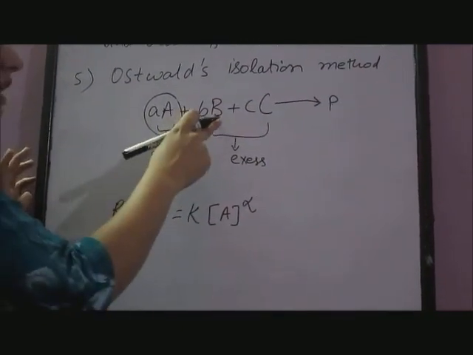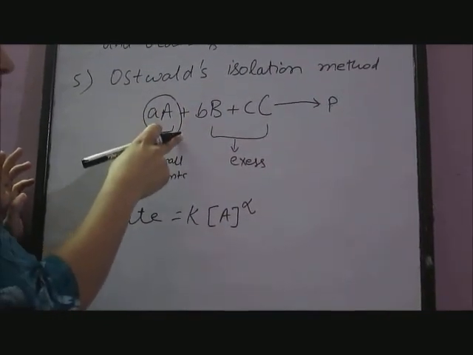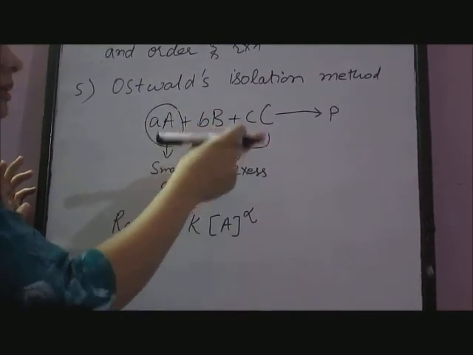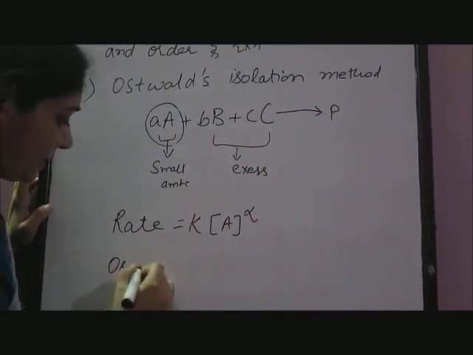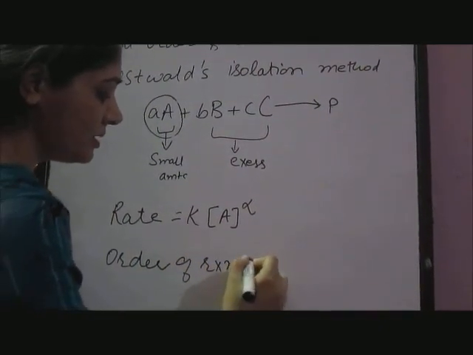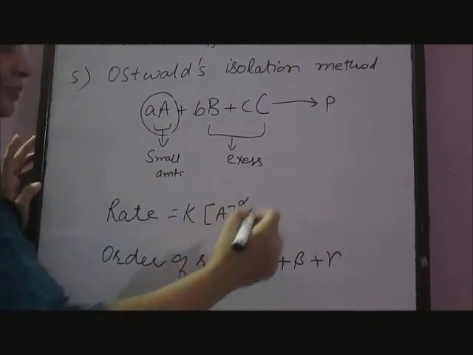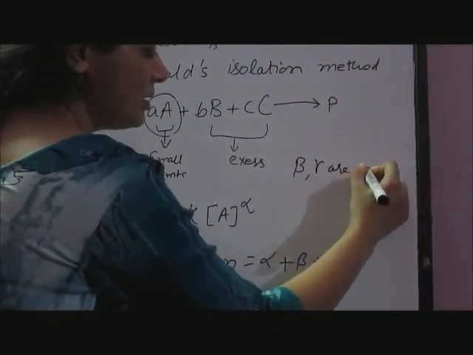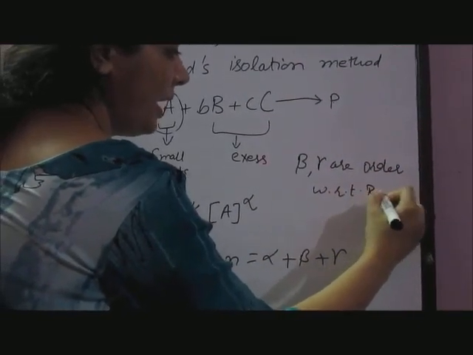Similarly, we can change the concentration of B by taking A and C in excess. We can calculate the order with respect to B, and similarly for C. By adding the three, we get the order of reaction is equal to alpha plus beta plus gamma, where alpha, beta and gamma are orders with respect to A, B and C.